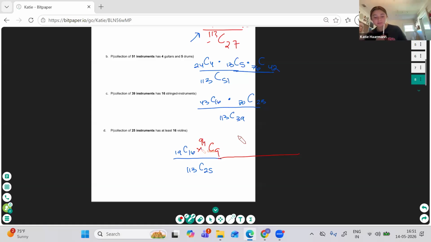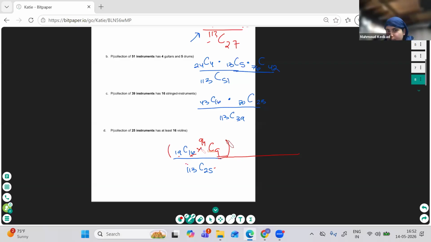If it's at least 16, wouldn't you do 113 minus 16? You don't subtract the n and the r. It doesn't make any sense. You're subtracting r. You've already picked 16 instruments, 16 violins, and then you're supposed to pick 25 instruments. So the remaining is 25 minus 16, not 113 minus 16. So therefore you have 9. That's the r value that's getting subtracted. From the remaining 113 minus 19, the n value that's getting subtracted is 94.